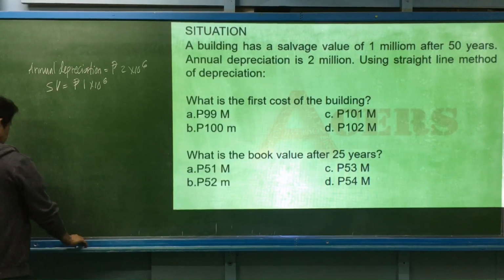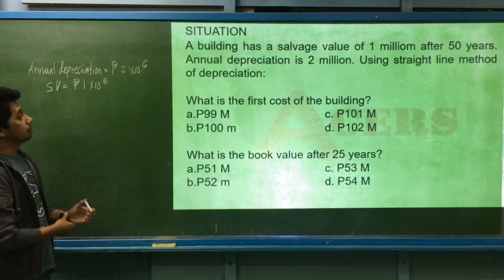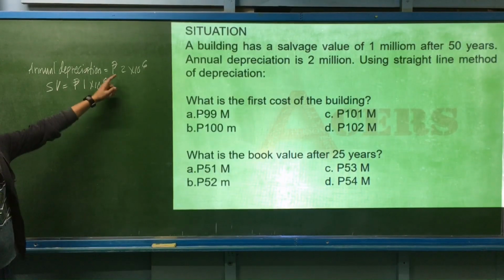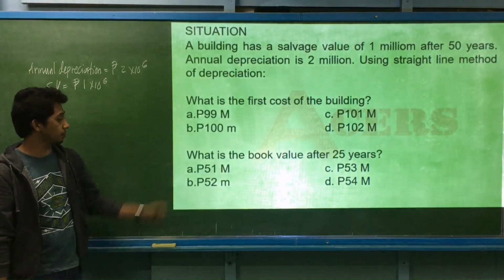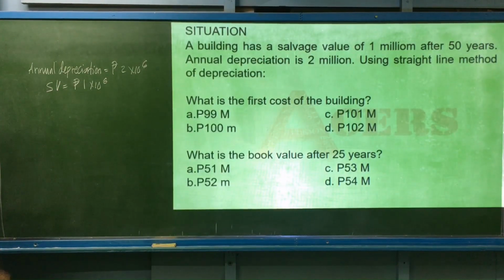Proceed tayo sa depreciation. This is straight line method. A building has a salvage value of 1 million pesos after 50 years. So, annual depreciation is equal to 2 million. So, using straight line method of depreciation, una natin hinahanap dito, what is the first cost of the building? Next, what is the book value after 25 years?